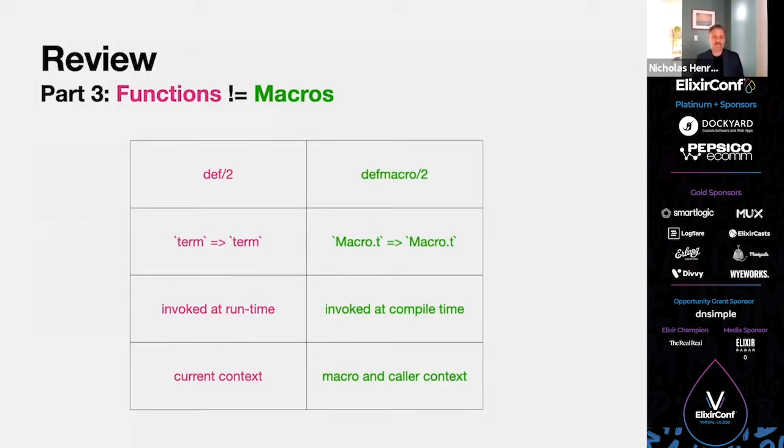So let's do a review here. So again, when we're defining functions, we'll use def. They'll accept multiple terms and return a term. These are invoked at runtime. And for these, we only have to consider the current context. With defmacro, we use that for defining macros. And that accepts a subtype, I guess, in terms of terms. It's the macro T, which is the type of the AST. And these are invoked at compile time, and there's a consideration of the macro and the caller context.